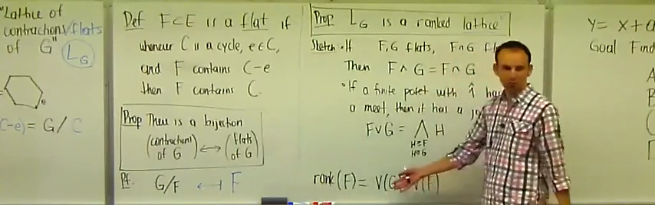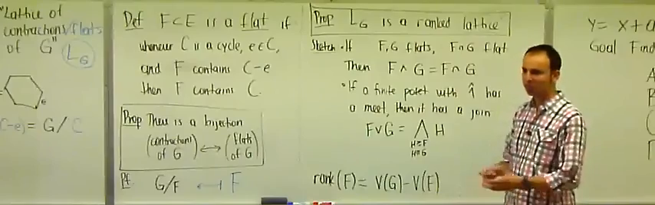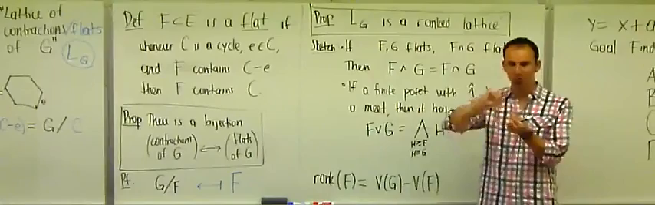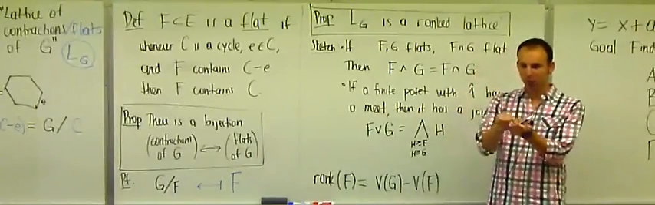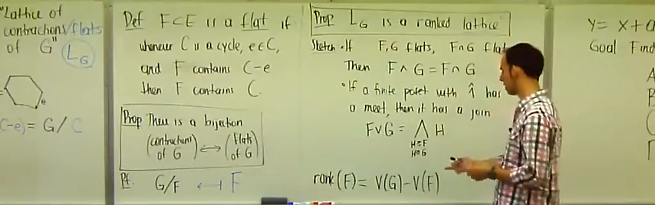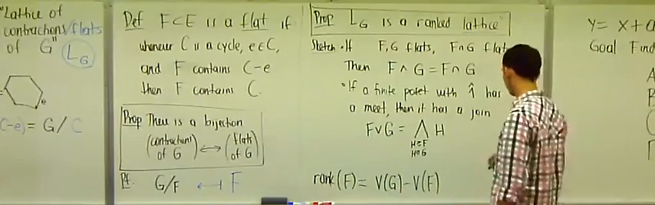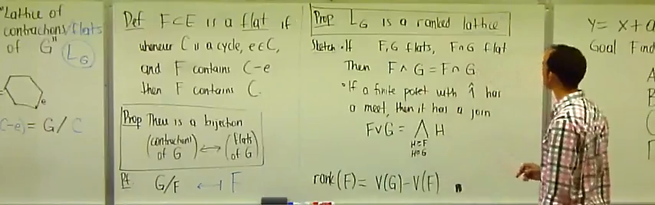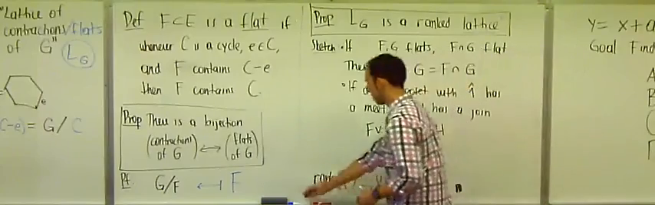And you have to check that this really is the rank, but it is easy to see that if you perform just 1 contraction, then you collapse 2 vertices. So you lost 1 vertex exactly. So that's the argument that this is the rank. Okay? All right. Cool. So it's a lattice. It's ranked.